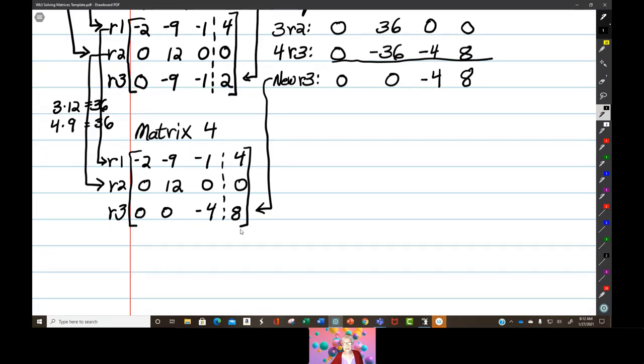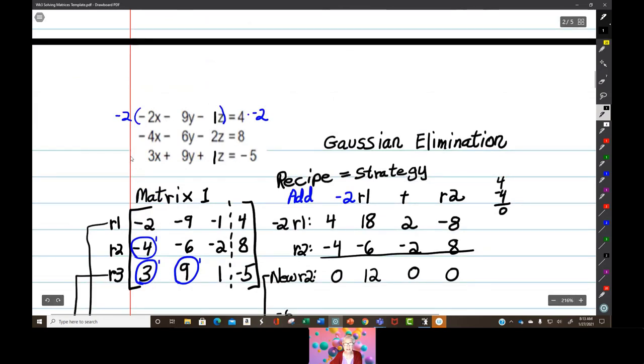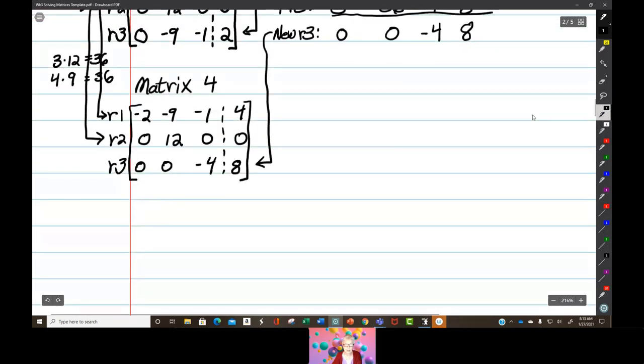Okay, no more matrices, no more row operations. Now we do something called back solving. The first step for back solving is to turn matrix 4 back into the system it really is, with X's, Y's, and Z's. So row 1 is negative 2X minus 9Y minus 1Z equals 4.